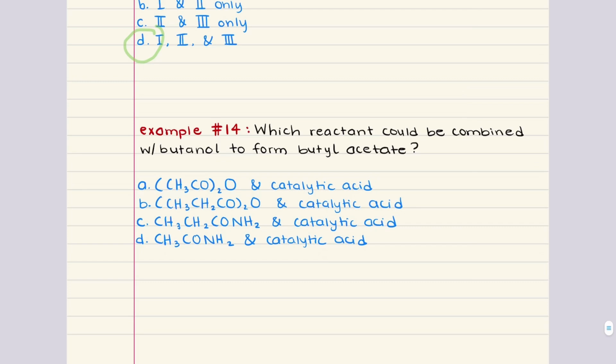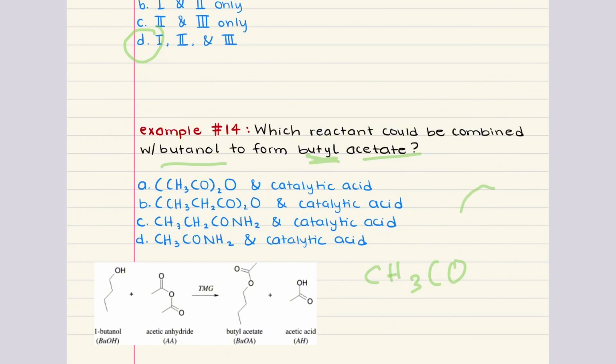Problem 14 says, which reactant could be combined with butanol to form butyl acetate? The name tells us everything we need to identify the reactants. Butyl comes from butanol, and acetate refers to the acetic acid portion of the ester. So to make butyl acetate, we need to react butanol with a molecule that provides the acetic acid part, specifically the group CH3CO. That means we need a compound that contains 2 of these groups derived from acetic acid. And that's exactly what we see in answer choice A.